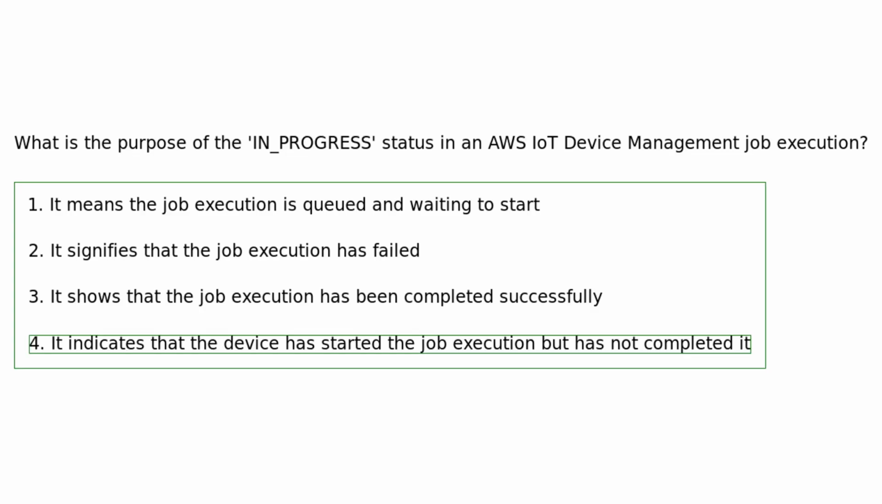The IN_PROGRESS status in an AWS IoT Device Management job execution indicates that the target device has started executing the job but has not yet completed it. This status helps track the current state of job executions on devices.